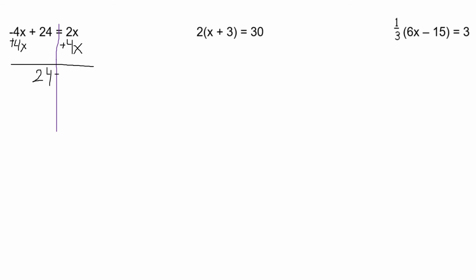Equals 2x plus 4x, which is 6x. So we've got 24 equals 6x. So we have multiplication again. And what's the opposite of multiplication? It's division. So we're going to divide. And what are we going to divide by? We're going to divide by 6.